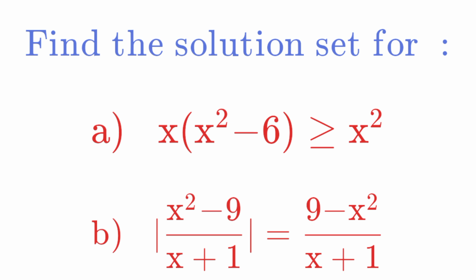The first one, we'll find the solution set for the question x(x² − 6) ≥ x². And then in the second question, the absolute value of the rational function (x² − 9)/(x + 1) is equal to (9 − x²)/(x + 1).